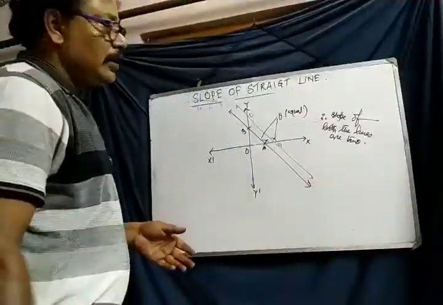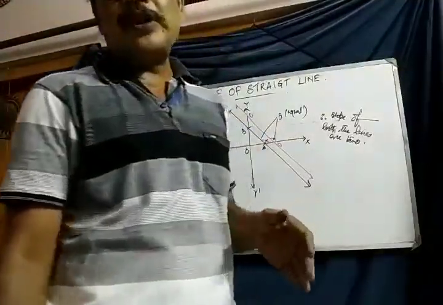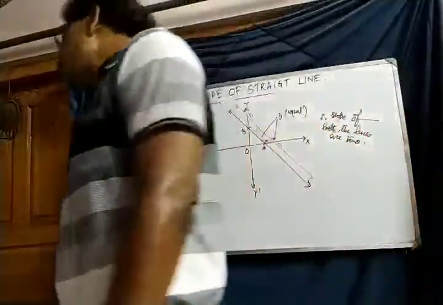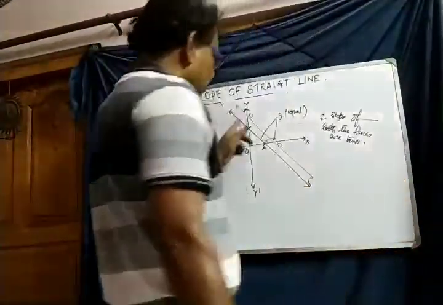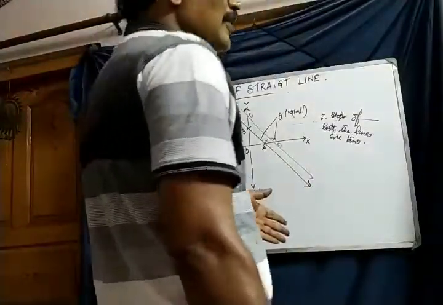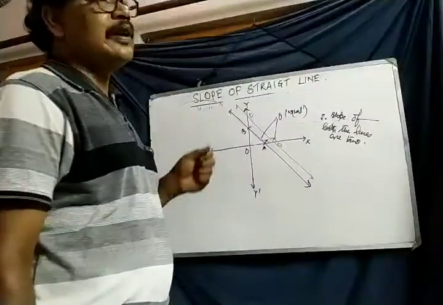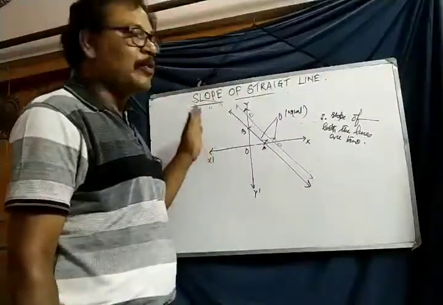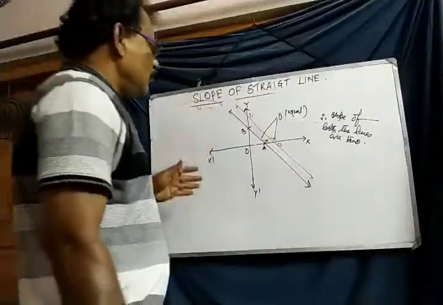On the other hand, if the slopes are equal, then the two straight lines are parallel. Again, if the two straight lines are parallel, then the slopes are equal. Please watch the figure and try to understand it again and again. This is a very important thing in the equation of straight line. We have to proceed next through the equation of straight line.